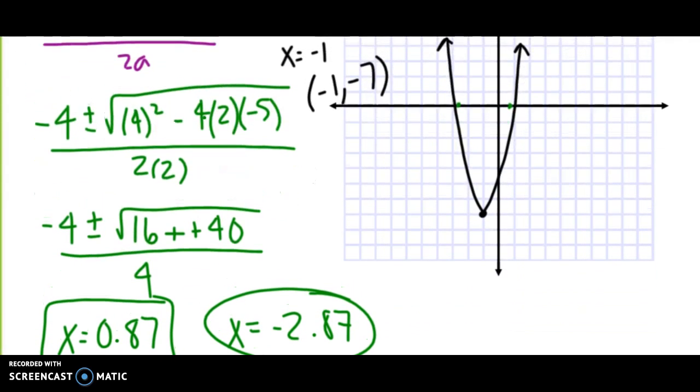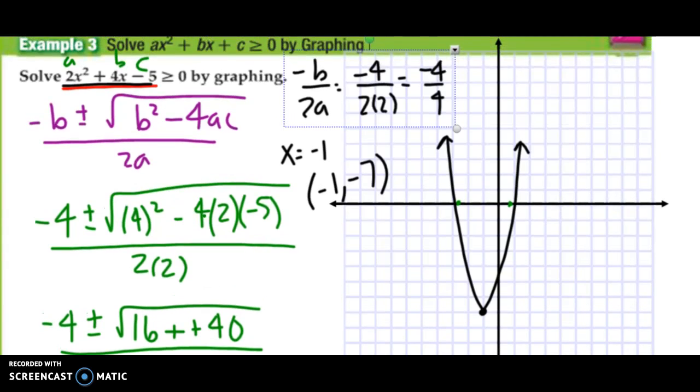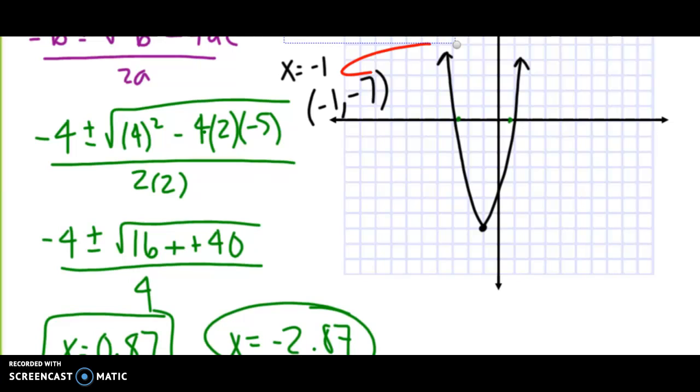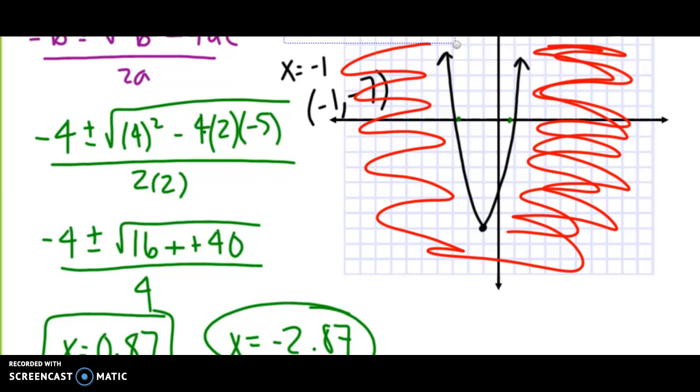Now I've got to figure out, do I shade inside or outside? And then I can figure out how I'm going to label my answer. Well, what I'm going to do is try the point 0, 0 back in my original equation. So I put 0 in. That goes away to 0. That goes away to 0. I get negative 5 is greater than or equal to 0, which is not true. So that means that everything around my parabola is actually the bounded region.